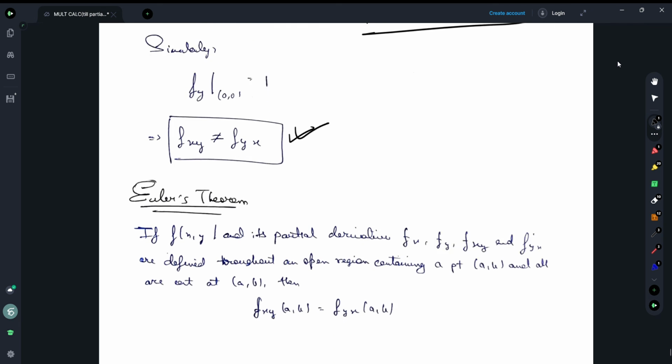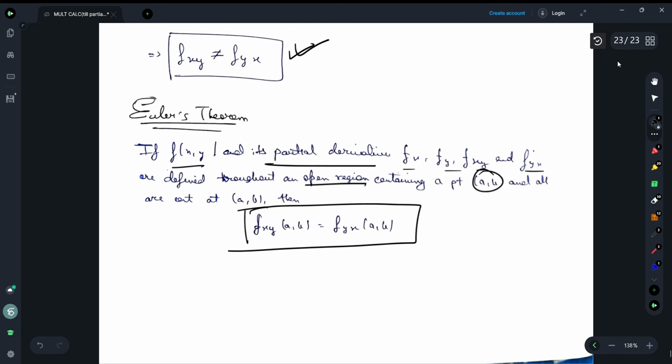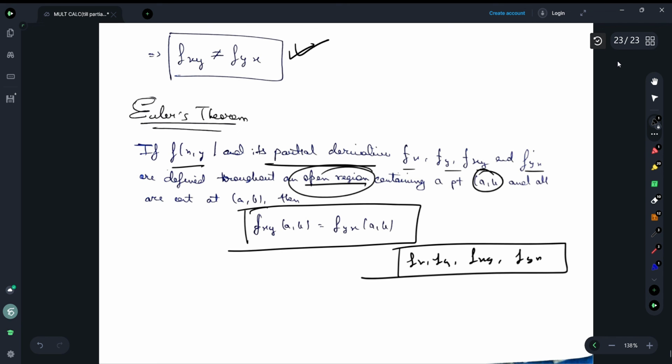Okay. Next we come to the last topic of our lecture, which is Euler's theorem. Euler's theorem says that if f of xy and its partial derivatives fx, fy, fxy and fyx are defined throughout an open region containing a point (a, b) and all are continuous at (a, b), then fxy at (a, b) equals f of yx at (a, b). Is it clear? So fx, fy, fxy, fyx all these values exist in an open region which has the point (a, b). Open region, remember, contains all its interior points. And each of these values is continuous at the given point (a, b).